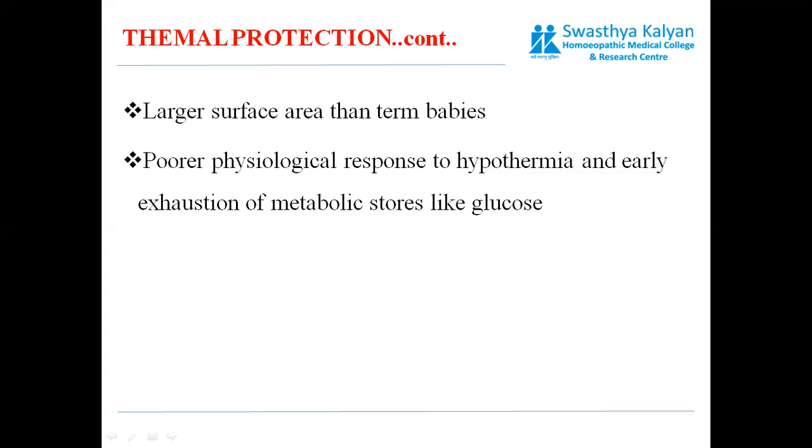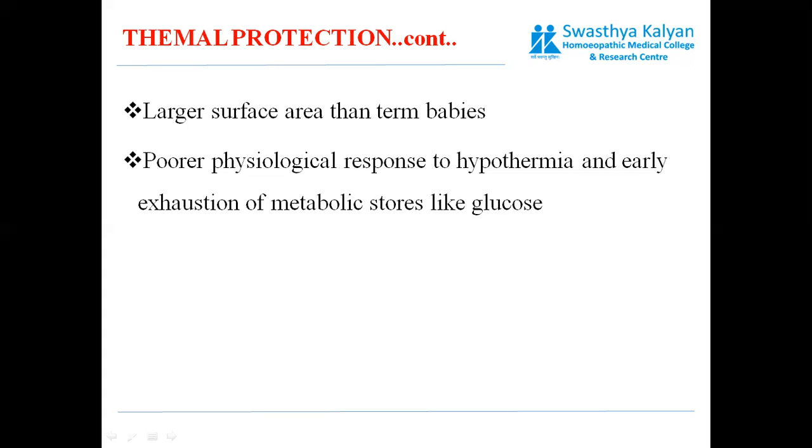Now here we are discussing the additional factors. Before that, we have discussed why the newborns are more prone to develop hypothermia. Here we are discussing the additional factors that contribute to the loss of heat in the low birth weight babies and in the preterm babies. And these factors are decreased amount of the brown fat stores, more permeable skin, poor insulation, then larger surface area.